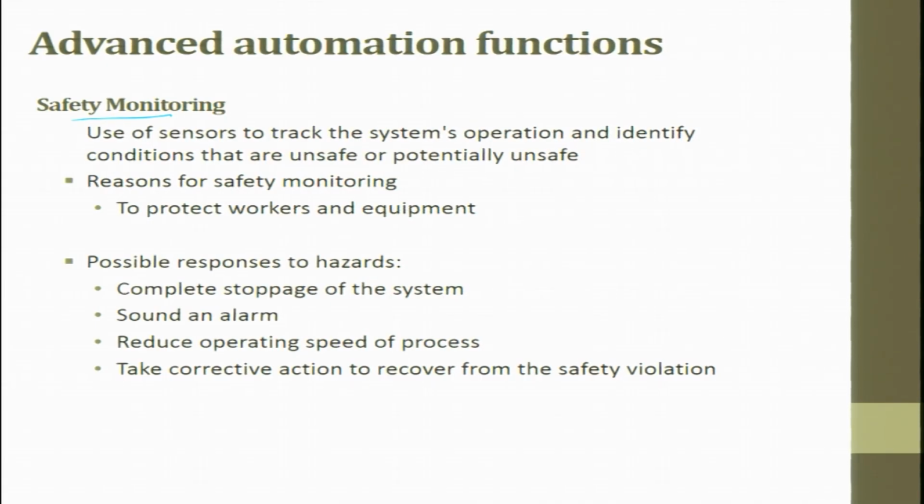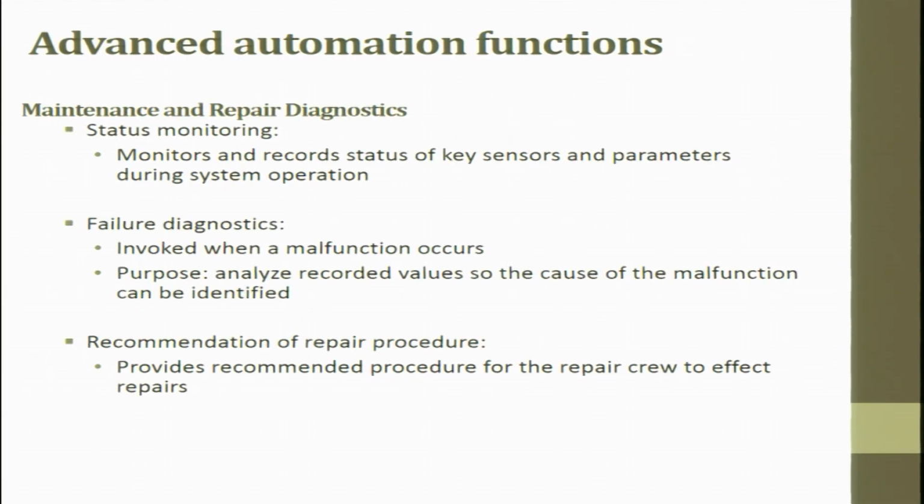The possible responses to a hazard are complete stoppage of the system, sounding an alarm, reducing the operating speed of the process, and taking corrective actions to recover from the safety violations. So, these are the responses to a hazardous environment. In the banks, we used to have a burglar alarm. So, that is also safety monitoring. That is part of automation.